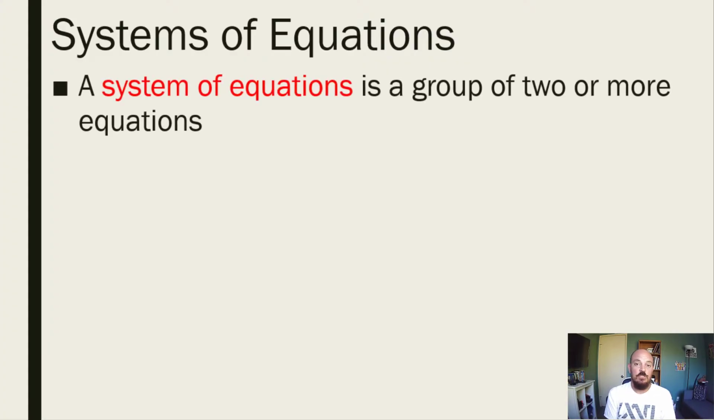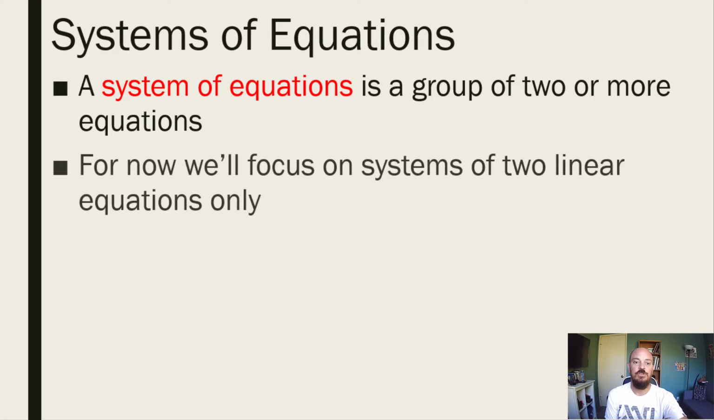But first of all, let's just talk about what a system of equations is. Now when we say system, what we mean is a group of equations. So we're going to have two or more equations, and we're going to group them together and call it a system of equations. Now what we're going to do for now, to keep it simple, we're going to focus on a nice easy system of equations where we have only two equations, and they're both linear equations only.